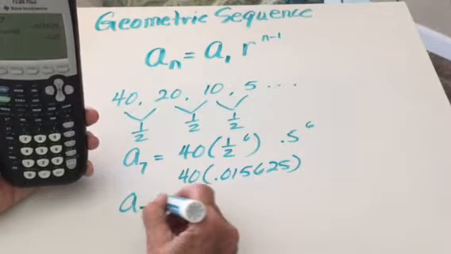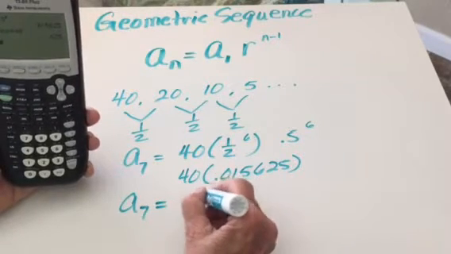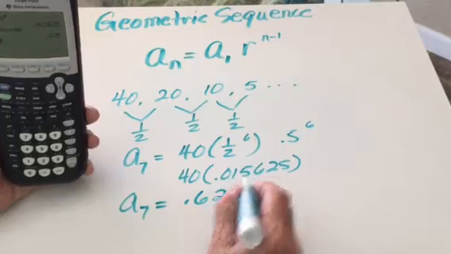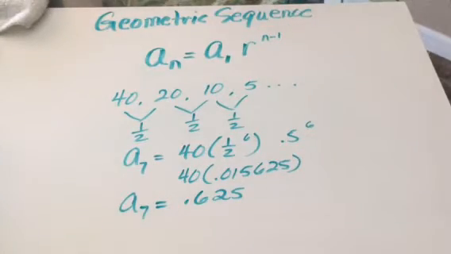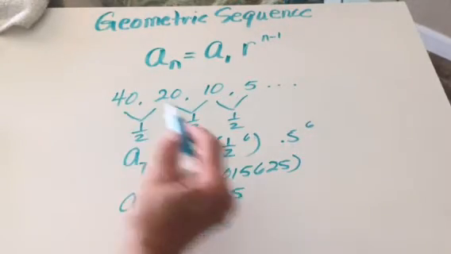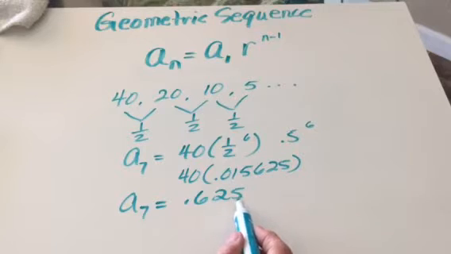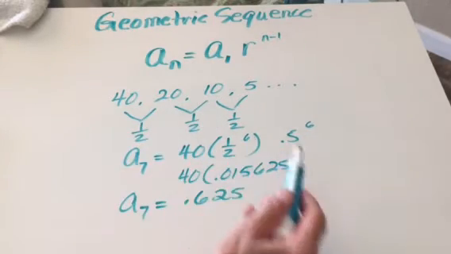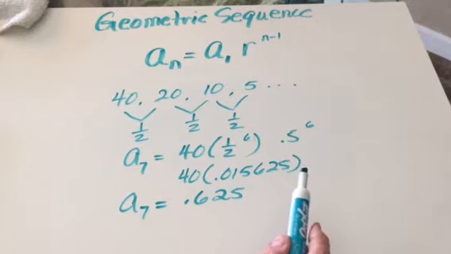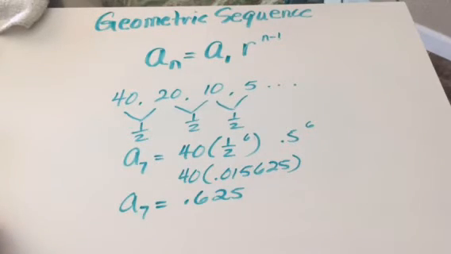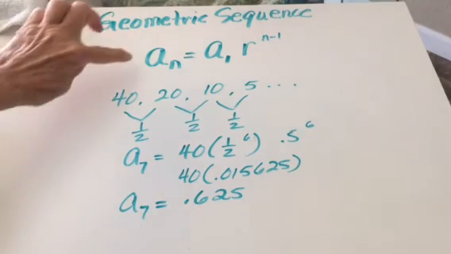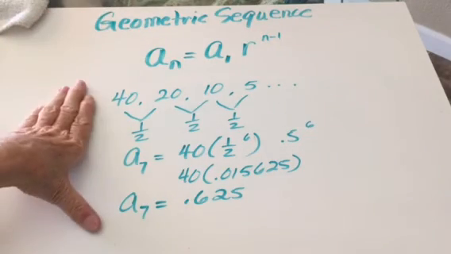Now multiply that times 40, and what do you have? A sub 7 equals 0.625. So you went down a lot. You went from 40 all the way down to less than 1. You see that? Because we multiplied by 1/2. Geometric sequence, common ratio. Make sure you have this written in your books. Make sure you understand it.